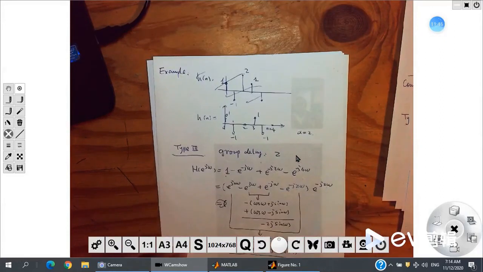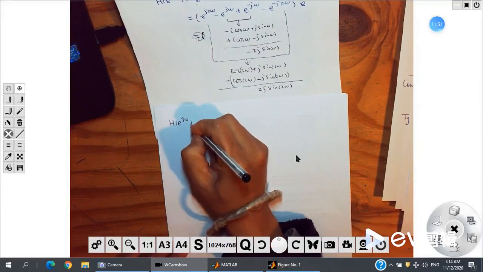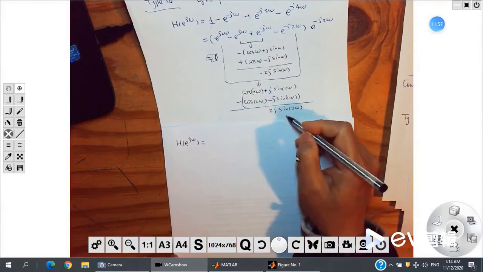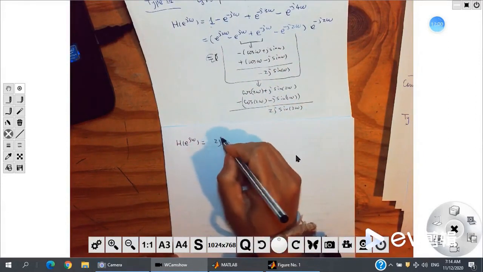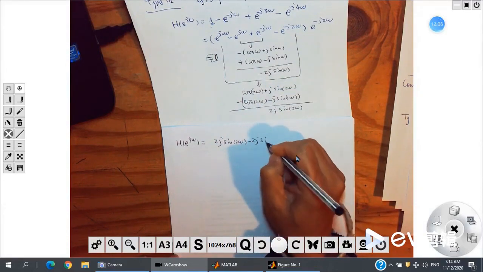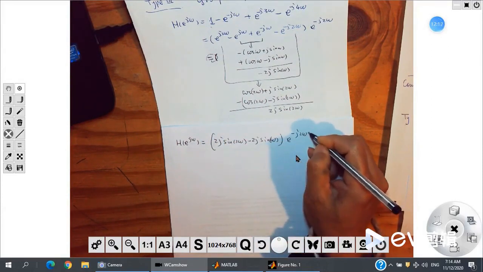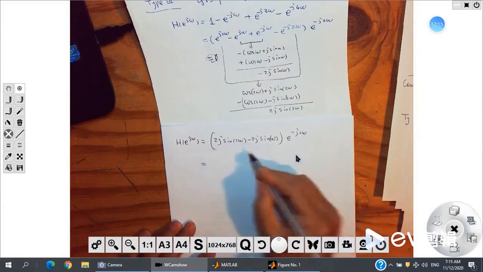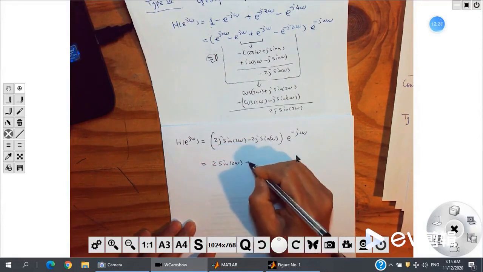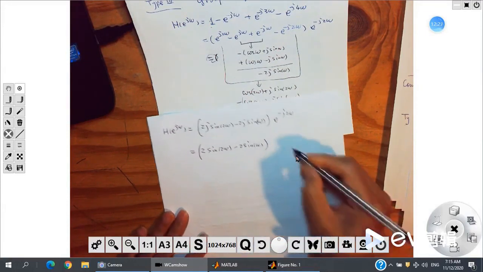Alright, then add them together, that will be h of e to the j omega equal to, let me put the positive in front. It's 2j times sine of 2 omega minus 2j sine of omega and times e to the negative j 2 omega. Alright, I move j out, so this is 2 of sine 2 omega minus 2 of sine omega, this one.